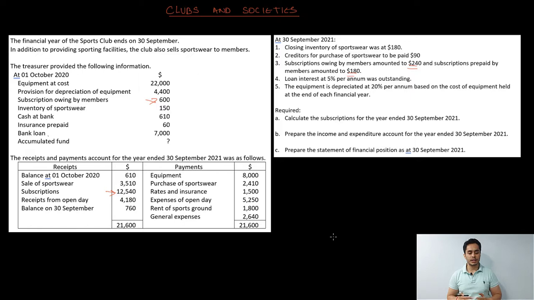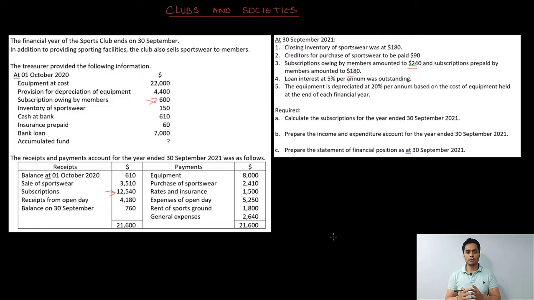On the receipt side, I have sale of sportswear, but at the same time, I can also see there are purchases of sportswear, opening inventory of sportswear, and closing inventory of sportswear. So it means the club was involved in the trading of sportswear items. We need to calculate the profit or loss from the trading activity, and that profit or loss will be included in the income and expenditure account.